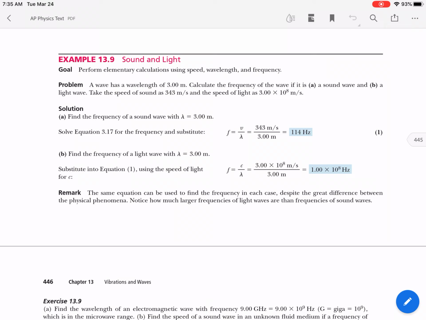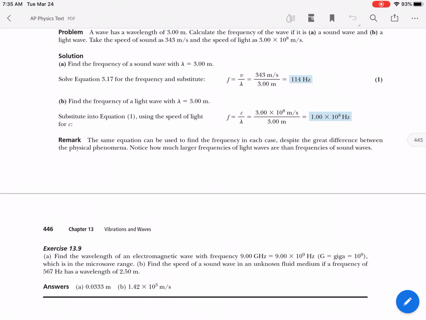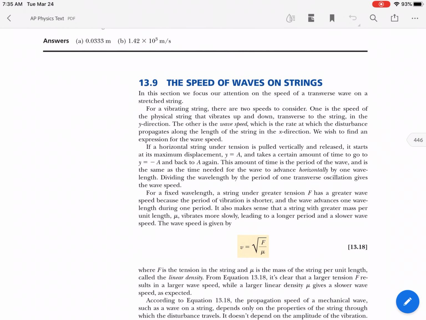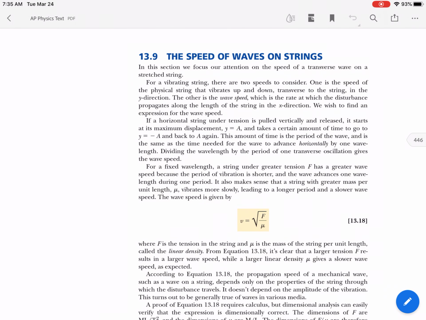Again, I'm not going to solve this one out right here. This one's laid out for you fairly well. Go through that example when you're comfortable. Go through the exercise. If you have trouble with these, again, this is something we can ask about in the future. I'm going to move on to section 13.9, the speed of waves in a string.